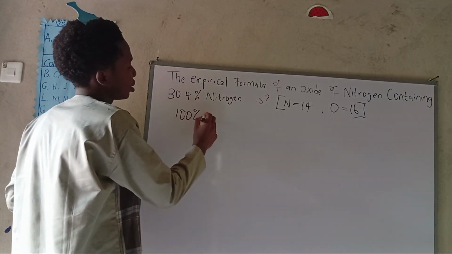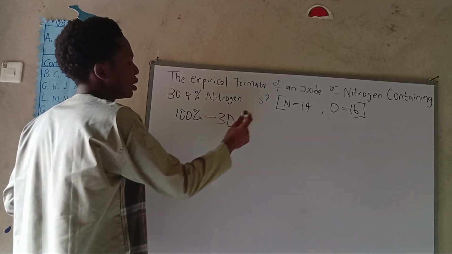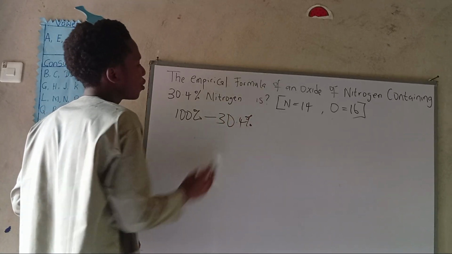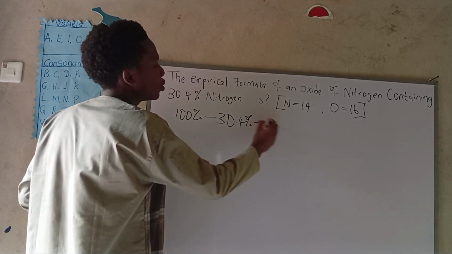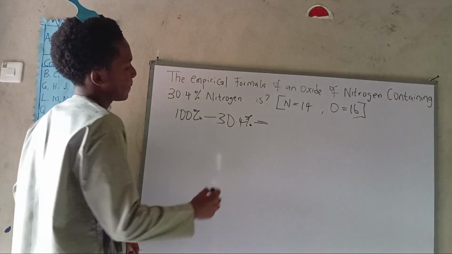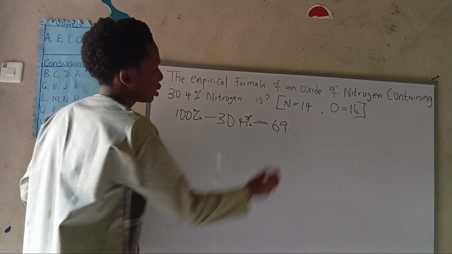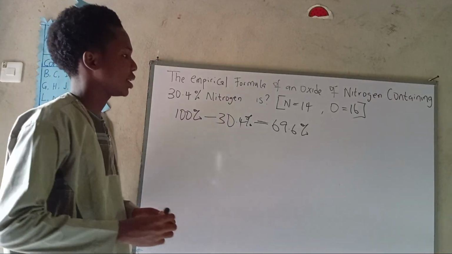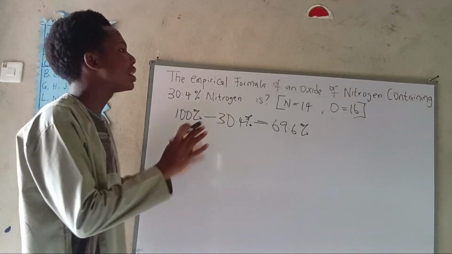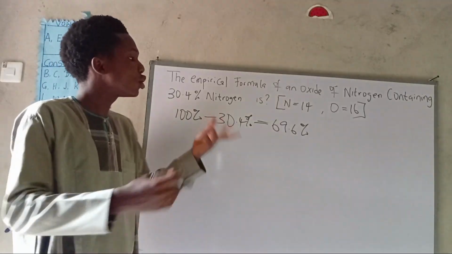30.4% subtracted from 100%, what do we get? That will be 69.6%. Okay, that's correct. That's 69.6%. Because this is the percentage of oxygen, and I already have the percentage of nitrogen, what do we now do?